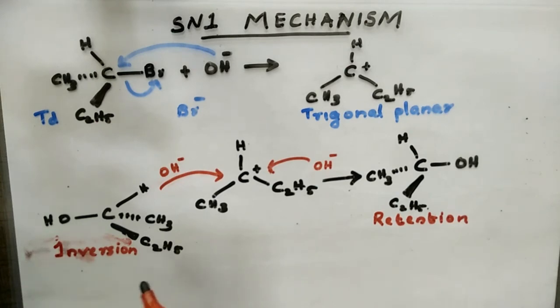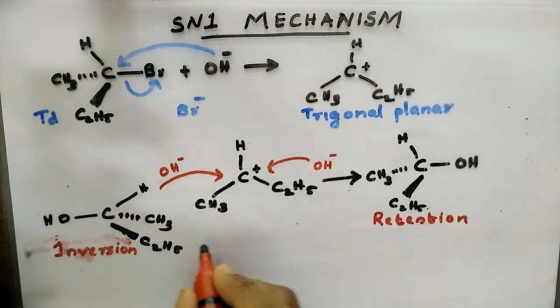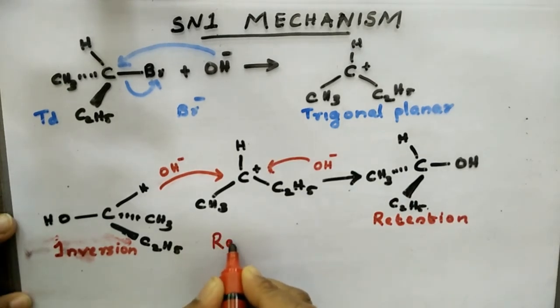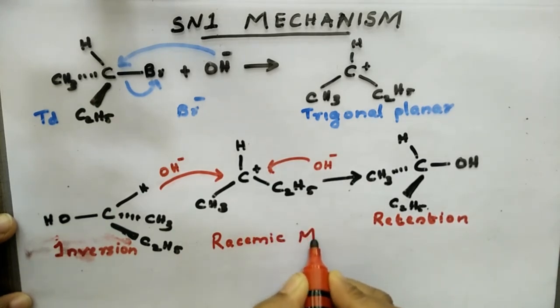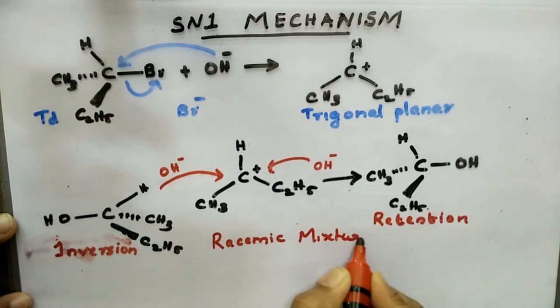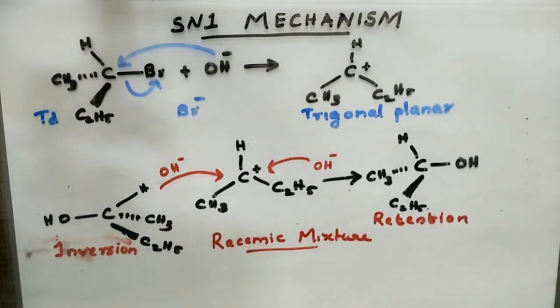We can say racemization is taking place here because both configurations are there now. Or a racemic mixture is obtained by this reaction. This is a racemic mixture. In the SN1 reaction, you are getting racemic mixtures, whereas in the SN2 mechanism, 100% inversion of product takes place.